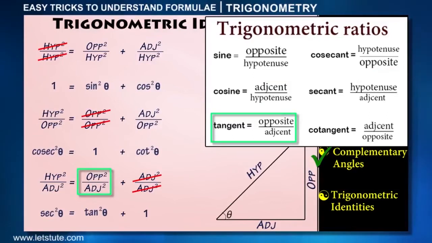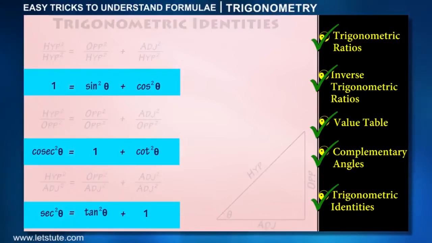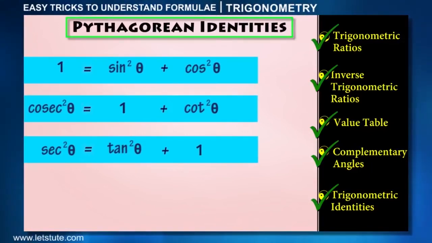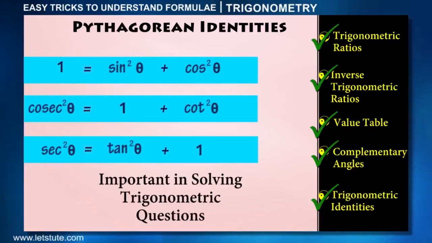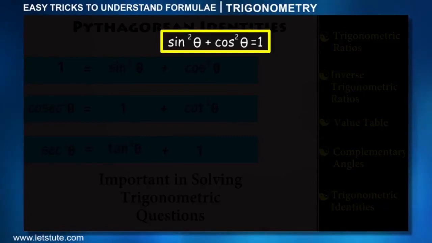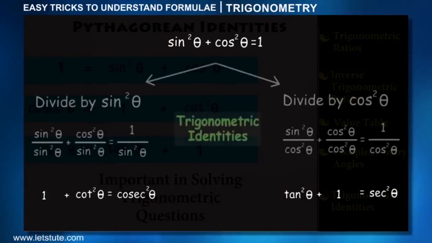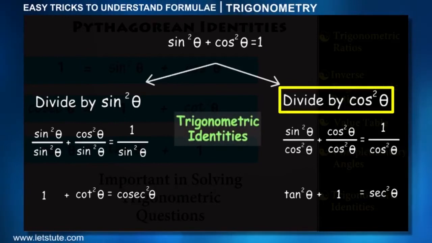sec and tan. So friends, since Pythagoras theorem is the initial step in getting these three identities, these are also called Pythagorean identities. And like all the other formula of trigonometry, these three are also very important in solving trigonometric questions. And they are very easy to remember because once we know that sin square theta plus cos square theta is 1, then to obtain the other two, we divide this identity first by sin square theta and then by cos square theta.